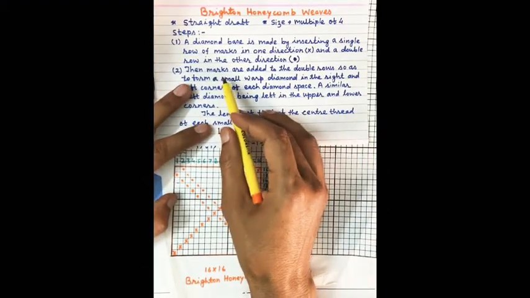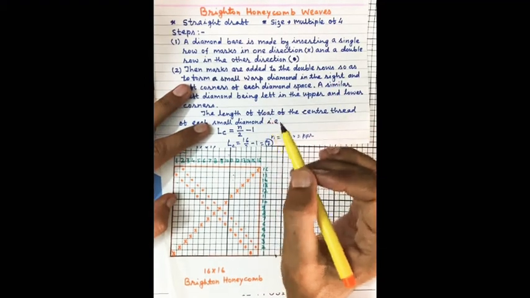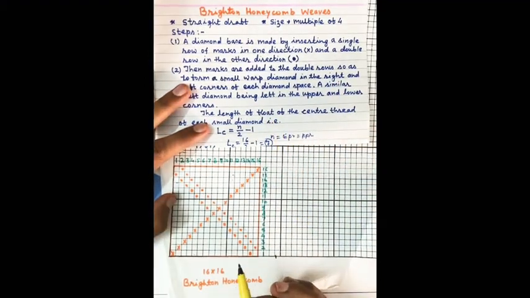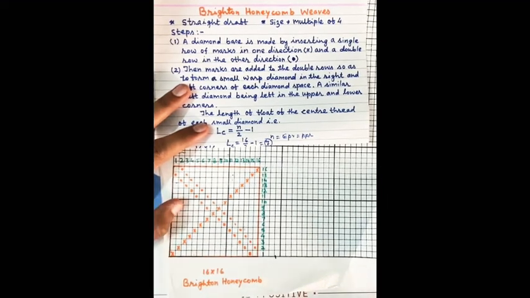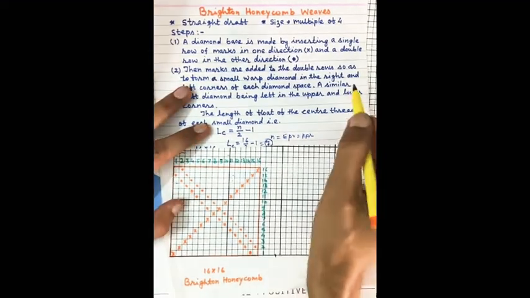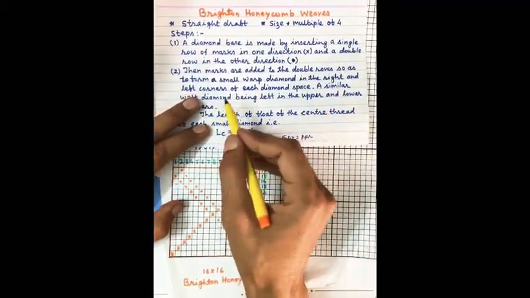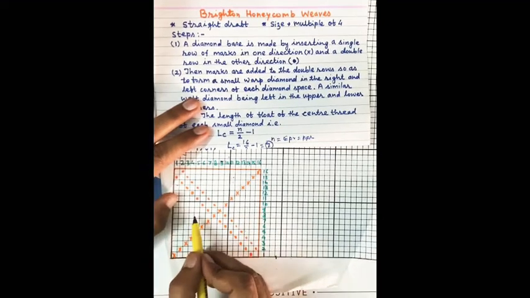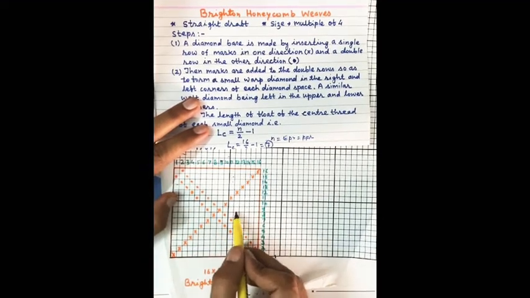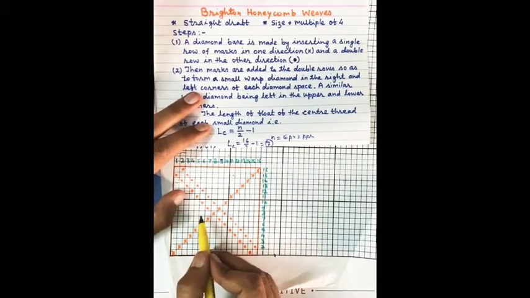Now here in the second step, marks are added to the double rows. In the previous case, we were not interfering with the base marks, but here marks are added to the double rows, meaning in contact with the double row, so as to form a small warp diamond in the right and left corners. This is the right corner, this is the left corner, and this is the right corner. So in this left corner and right corner, we will construct a small warp diamond.